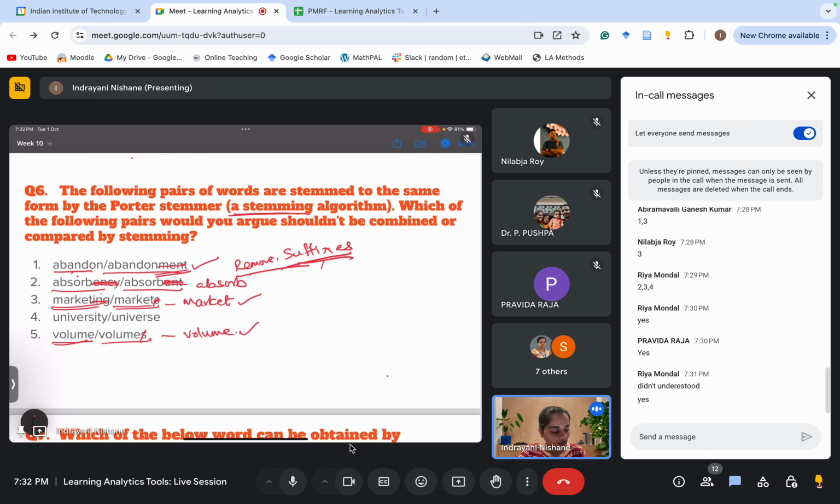Now can you tell me if university and universe can be reduced to the same word? No, because if we remove S, it is meaningless. There is no such word with this spelling. And if we remove ITY, we get a spelling that doesn't have any meaning. Universe's spelling has E at the end, whereas if we remove ITY, it will not be reduced to universe. So these two words cannot be combined using stemming. The correct answer is only option 4.